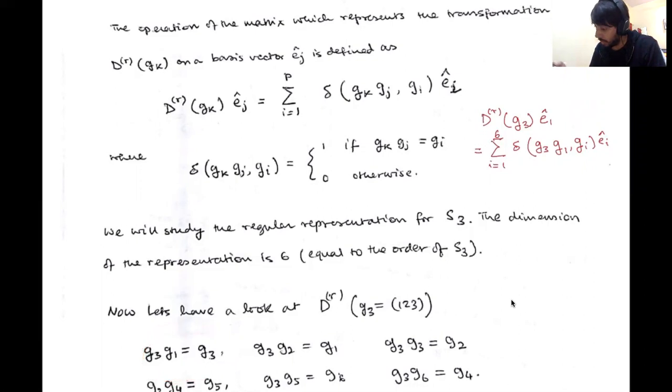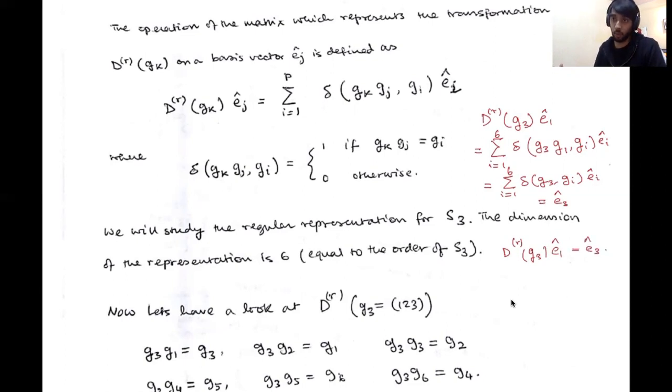Okay. So what do we have here? So this has to be equal to summation I equal to 1 to 6 delta of G3 GI EI. So delta of G3 GI is then, of course, G3 has to be equal to GI. So I is equal to 3. So this has to be equal to E3. Okay. So what have we got? We have dr of G3 acting on E1 is E3. Okay.